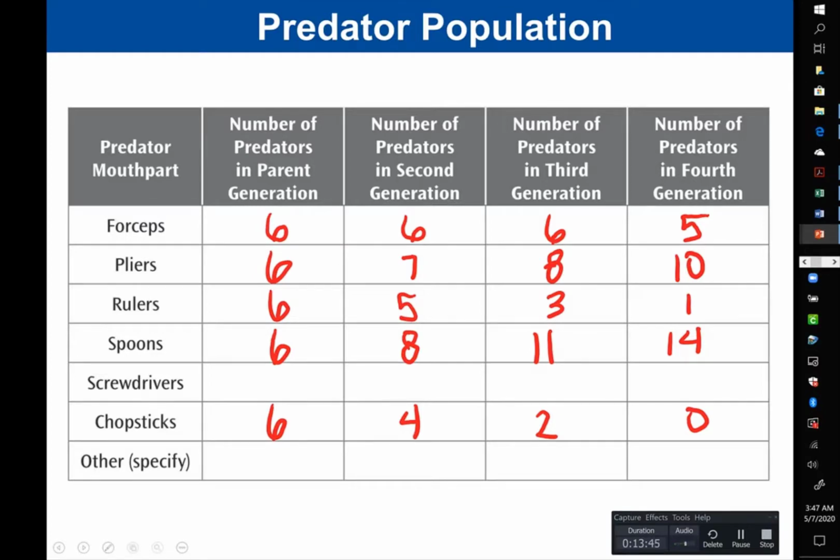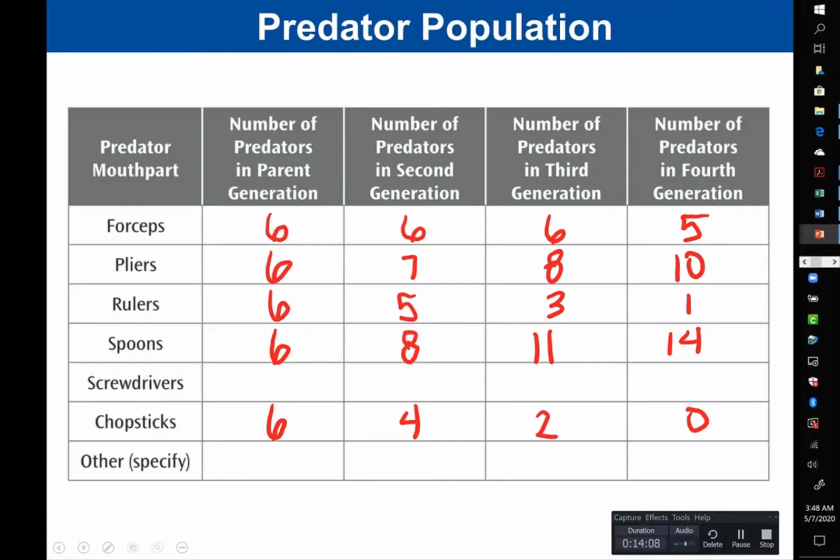Now the next thing, how many lines are you going to have? Well, we looked at 5 different predator mouth parts. We looked at forceps, pliers, rulers, spoons, and chopsticks. So how many lines are you going to have on your graph? And the answer is you are going to have 5 lines. So we'll talk about that more in a minute.